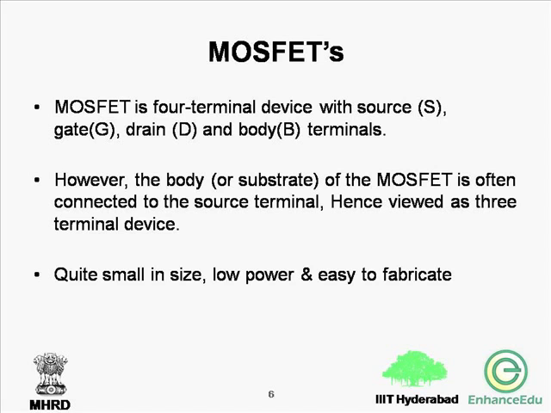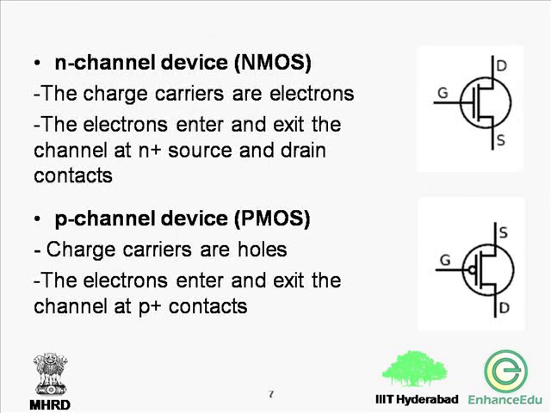The advantages of MOSFETs are that it is quite small in size, it operates at low power and is very easy to fabricate. Hence, MOSFETs are very widely used for industrial applications. MOSFETs can again be of two types, the NMOS and the PMOS. NMOS is nothing but the N-channel device, whereas PMOS is a P-channel device.